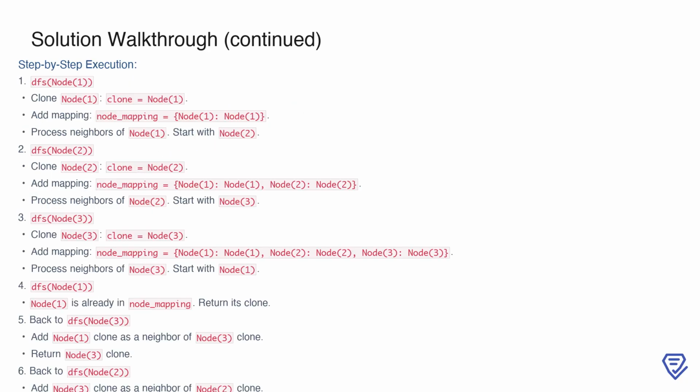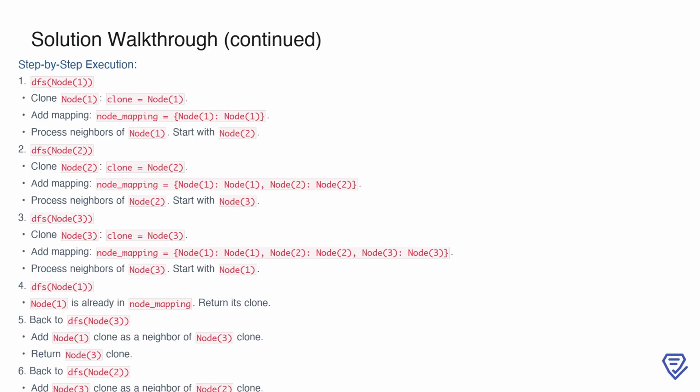Starting the DFS with node 1, we clone it and add the mapping to node_mapping. Then, we process node 1's neighbor, which is node 2. For node 2, we create its clone, add it to the mapping, and move to process its neighbor, node 3. Similarly, node 3 is cloned, added to the mapping, and its neighbor, node 1, is processed. However, this time, node 1 is already in node_mapping, so instead of cloning it again, we simply return its clone.